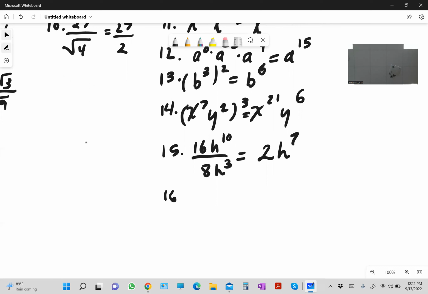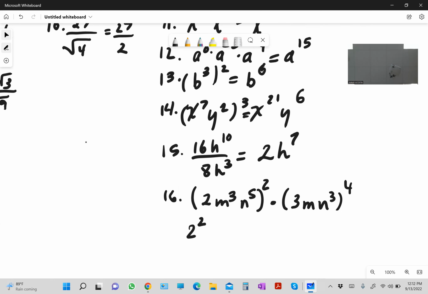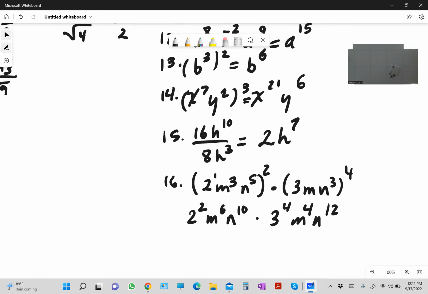16, now we have some of these more complicated looking stuff, but they're not. When you have parentheses like that and you take it to a power, we agreed that we're going to multiply the exponents. So you have 2 to the 2nd, remember this is to the 1st power here, m to the 6th, n to the 10th, times 3 to the 4th, m to the 4th, n to the 12th. And now you do some math.